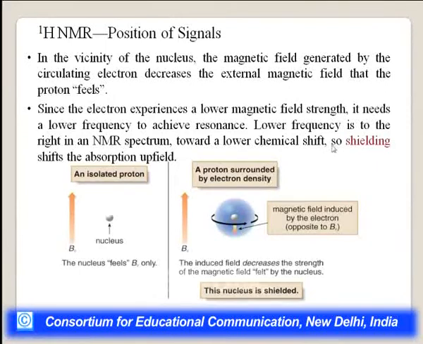We have discussed in the last slides what the chemical shift is. Shielding shifts the absorption upfield. Here you can see this is the nucleus if it is not surrounded by electrons, but if it is surrounded by electrons, there is a shielding effect because of the magnetic field produced by these electrons. The field felt by the proton decreases because of the secondary induced magnetic field of the electrons.